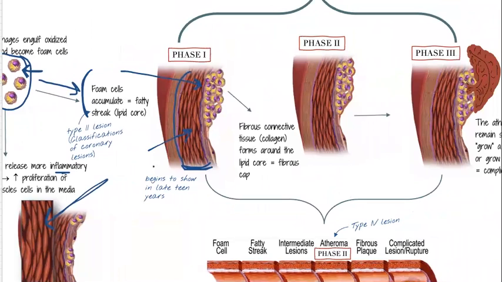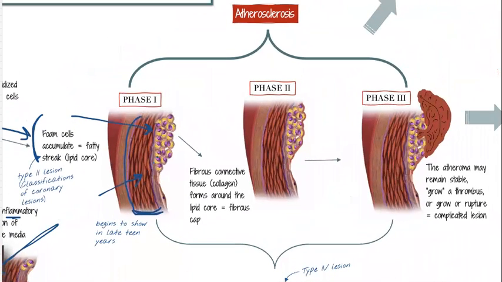I found there was a little bit of confusion in terms of stages and phases and what's an atheroma and what's a fibrous plaque and so on. So I wanted to put something together that broke all of those things down. So let's look at these three phases of atherosclerosis first. Again, we've got your fatty streak, which is just a buildup of those foam cells.